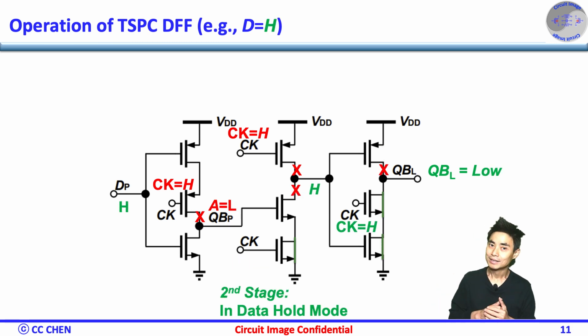On the other hand, when the CK changes from low to high, rising edge, if D was high before, then the A will be low, such that the second stage keeps its previous output high in the pre-charge phase. Then the Q bar of the last stage will be discharged to low, which is also the inversion of the D high.